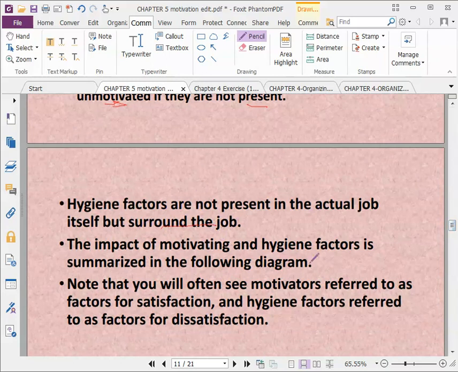Okay, the impact of motivating and hygiene factors is summarized in the following diagram. Okay, note that you will often see motivators referred to as a factor for satisfaction, and hygiene factors is factors for dissatisfaction. Okay, motivasi tu maksudnya faktor yang menyebabkan employee itu suka untuk bekerja. Hygiene factors, factors yang akan menyebabkan apa dia? Hygiene factor, environment yang dekat dalam persekitaran kerja tu yang menyebabkan employee tak suka nak kerja.